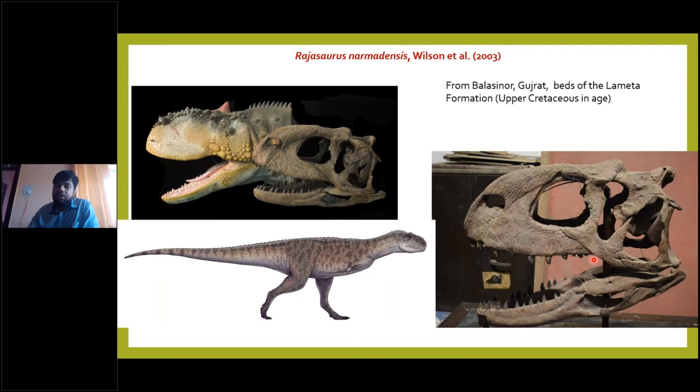And Rajasaurus narbadensis was very closely related to Majungasaurus of Madagascar. So what we have seen is that the titanosaur Janosaurus was also very closely related to Wahine of Madagascar. And now we have Rajasaurus, which is more closely related to Majungasaurus of Madagascar. So we can see that the Indian dinosaurs from the late Cretaceous are very closely related to the dinosaurs of Madagascar from the late Cretaceous.